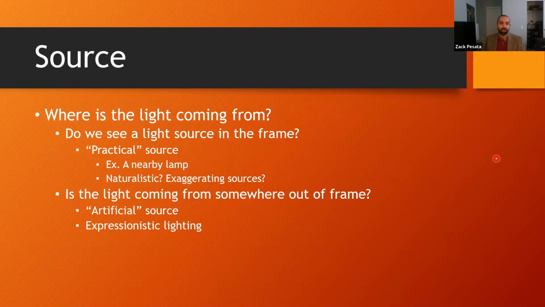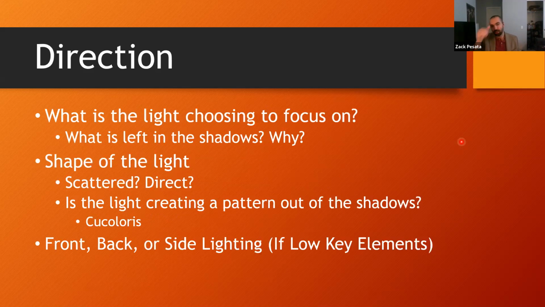Okay, so I talked already about sources, but just to clean that up, if you're talking about the source or the practical source, that just means where in the frame is the light coming from? Do we see a light source in the frame? Is it a practical source like a nearby lamp, or is the light coming from somewhere out of frame, an artificial source, which usually tells us an expressionistic lighting?